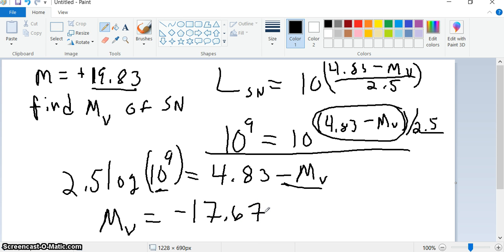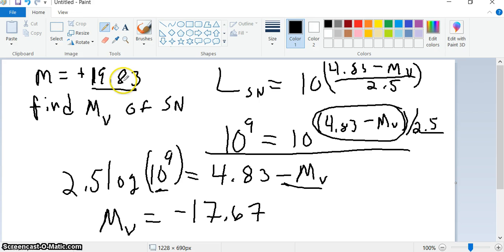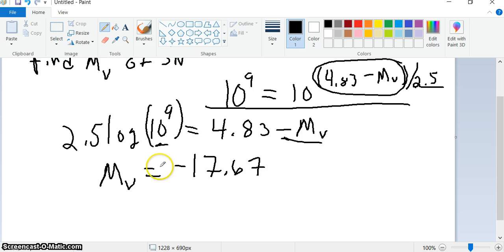All right, so that's how bright this supernova would be. Remember, the absolute magnitude always is talking about what would its brightness be if it was 10 parsecs away. You wouldn't want this thing to be 10 parsecs away. It would certainly be a lot brighter than the full moon. Anyhow, the last thing that we have to do, remember, we've already figured out the apparent magnitude, and that was up here, so it's positive 19.83, and now we've just figured out the absolute magnitude, which turns out to be negative 17.6.